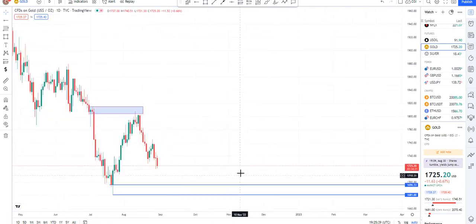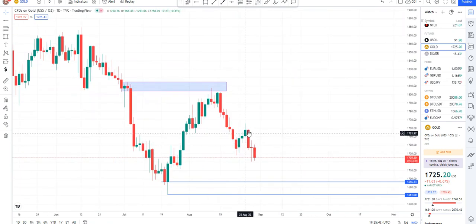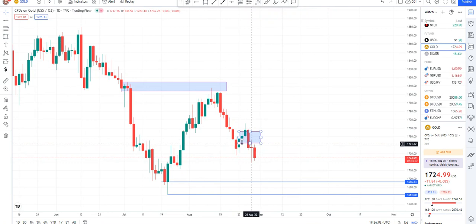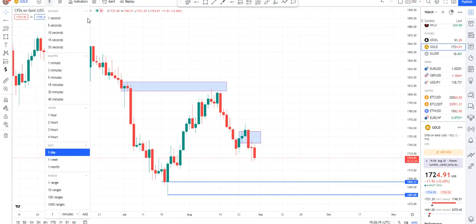All right. We might just look into this area now. Looks to me that we have a mitigation block here. Price looks to have touched it and we are running lower. We can still see that we have a tiny imbalance there, but I doubt that imbalance will be filled in, because this is a bearish trend. Anyhow, I feel like this is not really an important thing to look at, so I'll just go down from here.